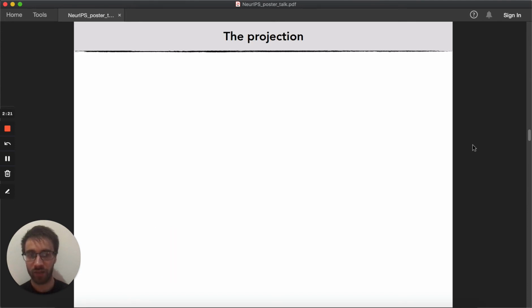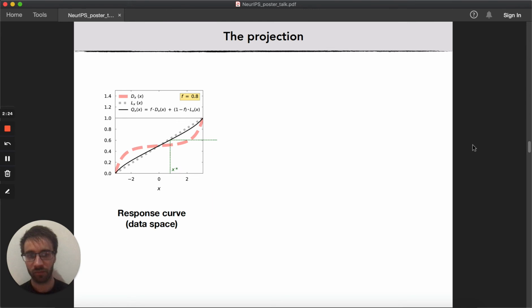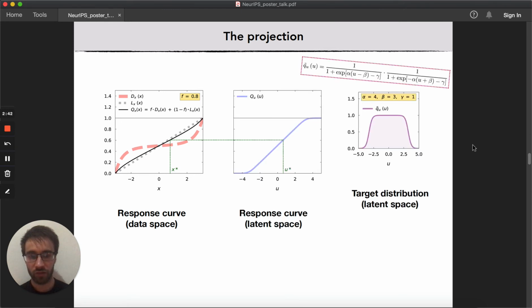Okay, so how is this projection performed? Firstly, we construct a response curve over the space of the data. This is defined as a mixture between the cumulative distribution function of the data, shown here in red, and a simple linear response curve, where the fraction of each is controlled by some hyperparameter f. Secondly, we construct a response curve over the latent space, shown in the middle in blue, and this is defined as the cumulative distribution function for some arbitrary target distribution, shown on the right-hand side in purple.